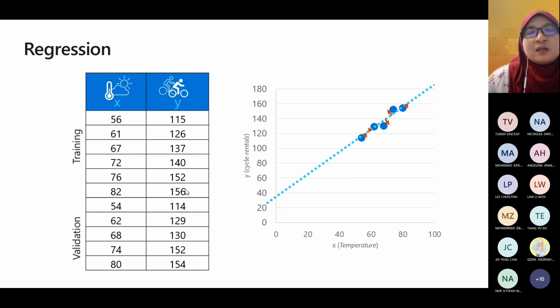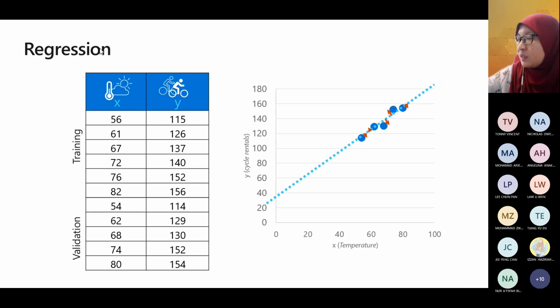Okay, how many customer cyclers will rent the bicycle. So bila 62 dia tahu okay this is nearer to 126. So they validate it as well. Okay, so antara lebih kurang kat sini lah, up down kat sini. So this is regression.